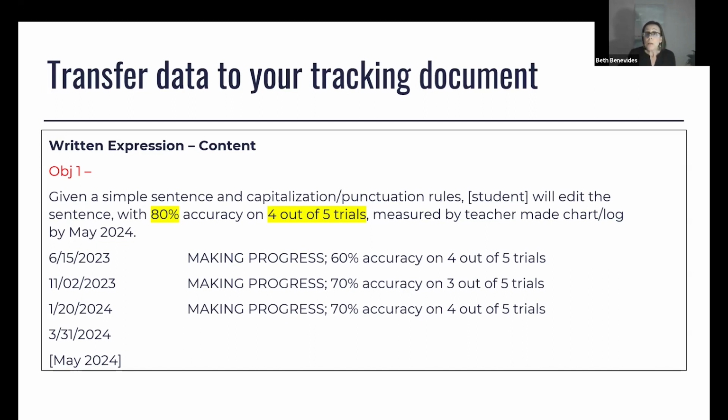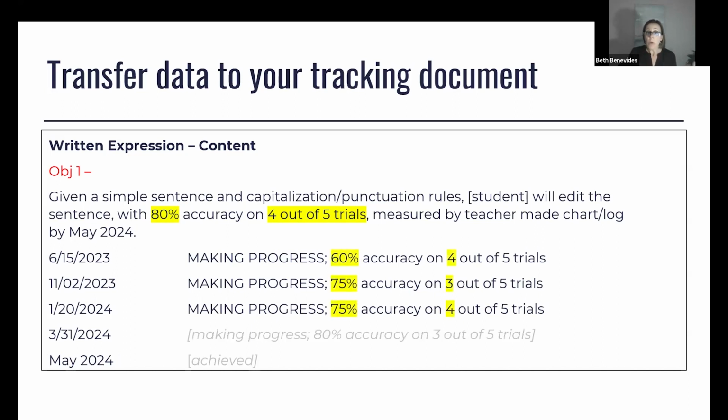Then in November, we noticed they're 70% accurate. So they're more accurate, but only on 3 out of 5 trials. And in January, now they're 70% accurate on 4 out of 5 trials. So on more occasions, they're still getting 70%. So what do we hope we see next? We hope we're going to see progress on 80% on 3 out of 5 trials.